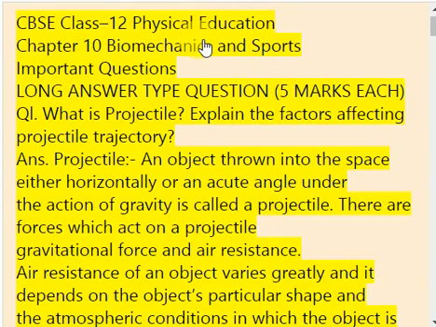Physical Education Chapter 10: Biomechanics and Sports. Important Questions, Long Answer Type, 5 marks each. Q1. What is a projectile? Explain the factors affecting projectile trajectory.